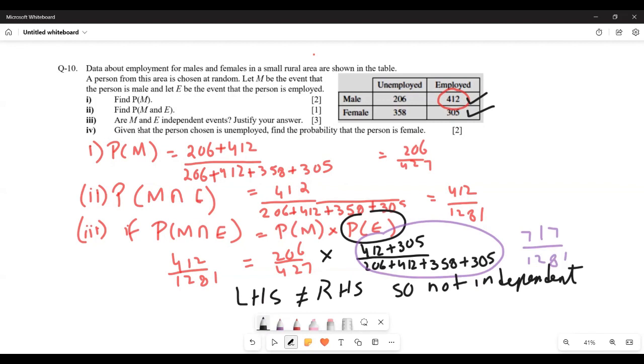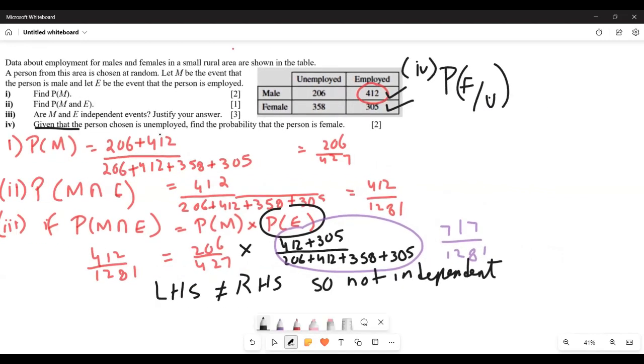Last part. Given that the person chosen is unemployed. Now, since it says "given", it means it is a conditional probability question. Given that the person chosen is unemployed, find the probability that the person is female. So apply the formula: probability of female and unemployed upon probability of unemployed. So we have to find the probability of female and unemployed.